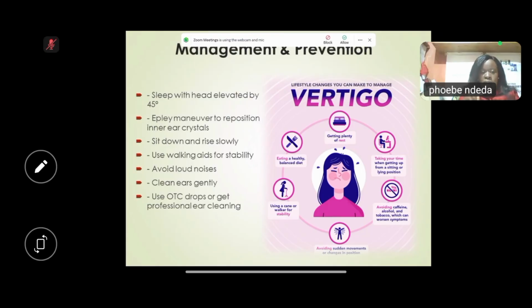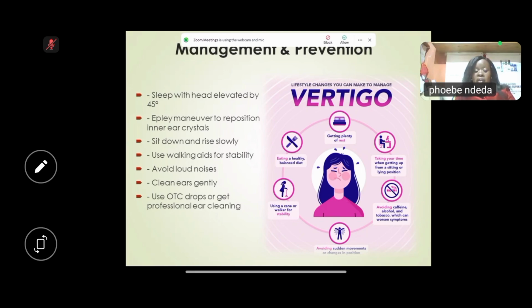So if you expose yourself to that hot sun, remember you can also have vertigo. So anytime you have a vertigo attack, you can always close your eyes so that your eyes do not give you some information. Just close your eyes and then sit down. You can just lie down. And then when you'll be rising up, you rise up slowly. So if you have trouble balancing, you can use some walking aid for stability.